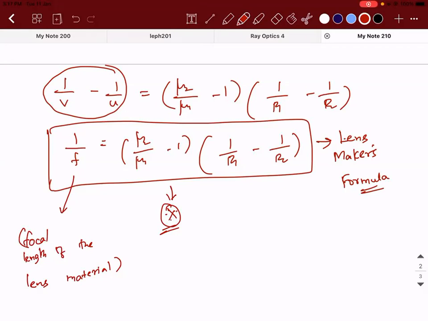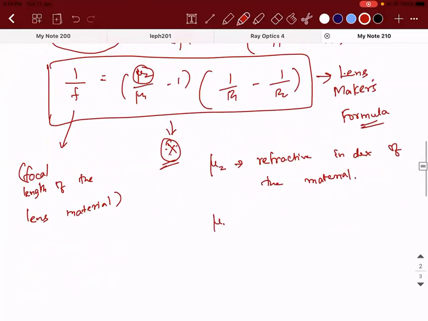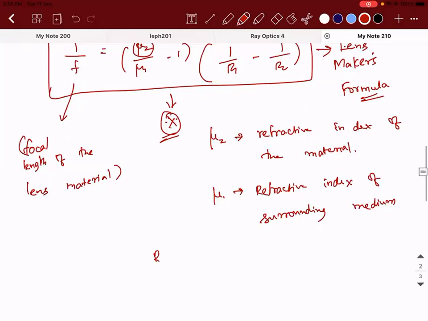So 1 by f, the focal length of the material, is equal to (mu2 divided by mu1 minus 1) into (1 by R1 minus 1 by R2). So what is the value of mu2? Write it down: mu2 is the refractive index of the material. Mu1 is the refractive index of the surrounding medium.